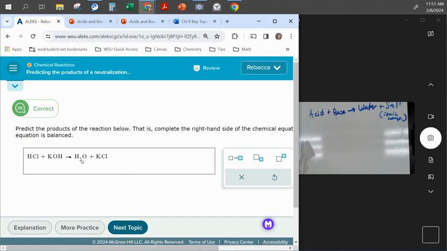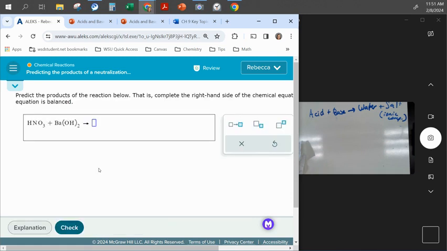Okay, let's do another one. How about this one? So this one, can you see how we're going to need 2 H's to balance the OH's? So we're going to need 2 acids to balance these OH's, and then that's going to give me 2 water molecules. 2 waters. Use an O, not a 0. Okay, good. And then barium nitrate. And then can you see we have 2 nitrates, so we're going to need 2 nitrates.